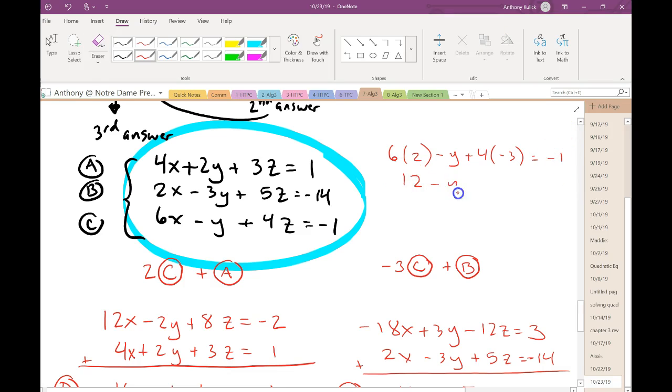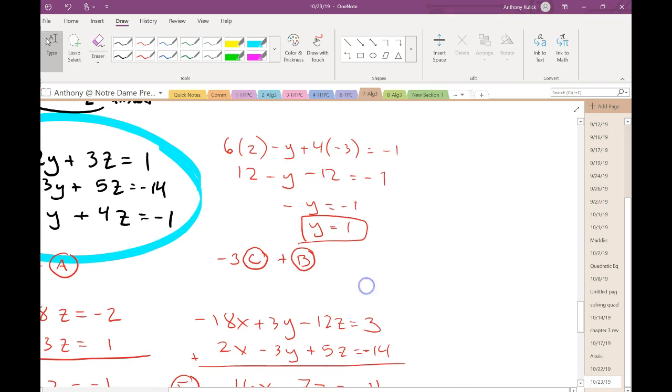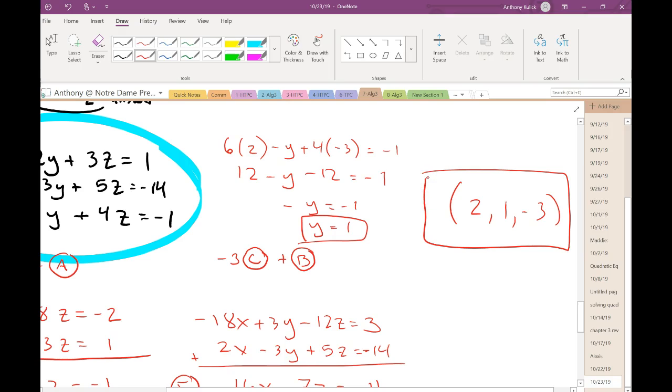So 12 minus y minus 12 equals negative 1. The 12 and negative 12 add to give me 0. And when I divide both sides by 1, I get y equals 1. So my answer then is the tuple 2, 1, negative 1. Tuple. Yeah, that's what I meant. Of course.